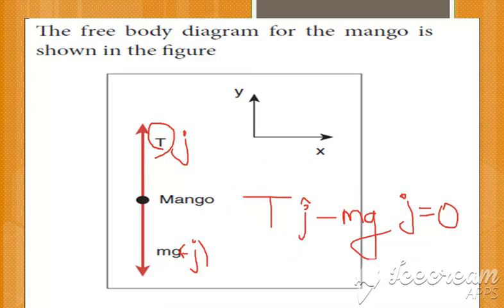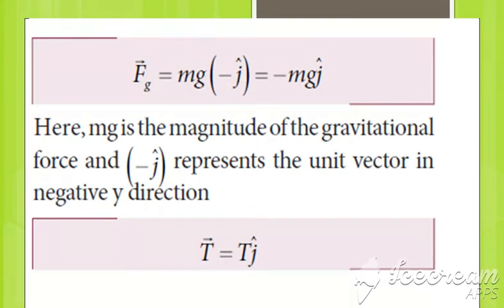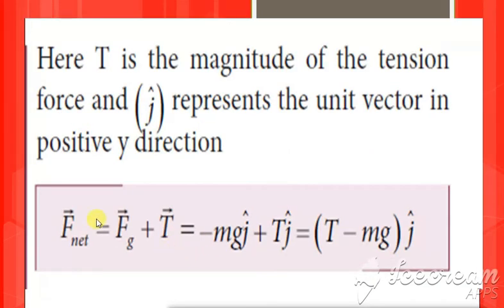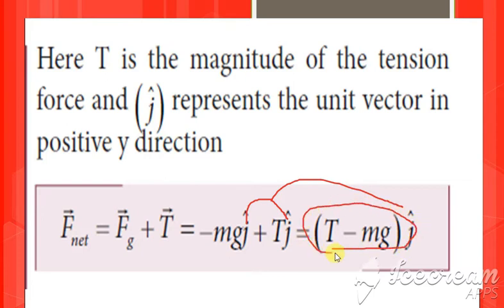This equation will be written in the next step. First we write F, that is the force due to gravity, the gravitational force. The formula is mg. Since it is moving in the negative direction, we write minus j, so minus mg into j cap. Next, T, which I write as T into j cap. Now we add both, so we get Fg plus T, which is minus mg into j cap plus T into j cap. Now bring this j cap outside. The remaining is minus mg plus T, which can be written as T minus mg.